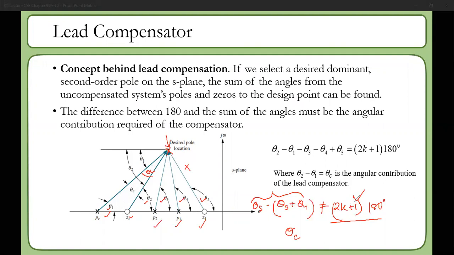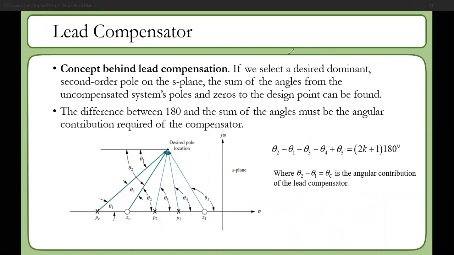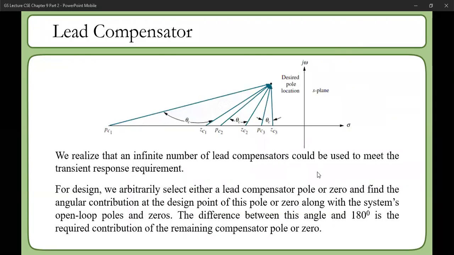Now the question is: is there only one possibility of having that contribution theta c, or do we have multiple options? For that, let us look at the next figure. It will be more clear from the next figure. Okay, so look at here. What you can see is that theta c is the contribution needed, but it can be provided by an infinite number of options. So we arbitrarily choose a pole, and then we figure out what is the contribution of that one.